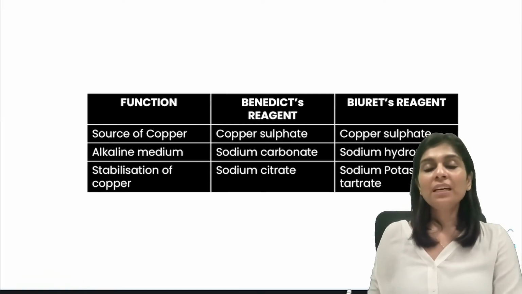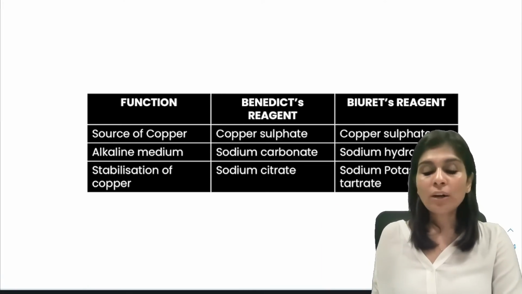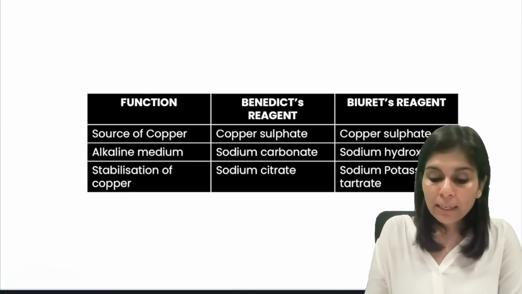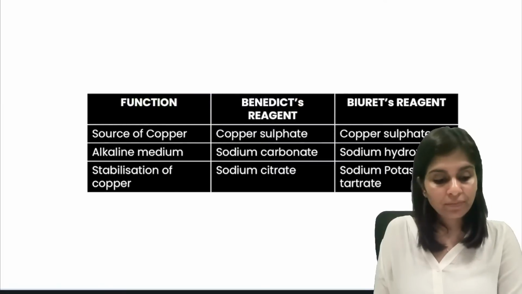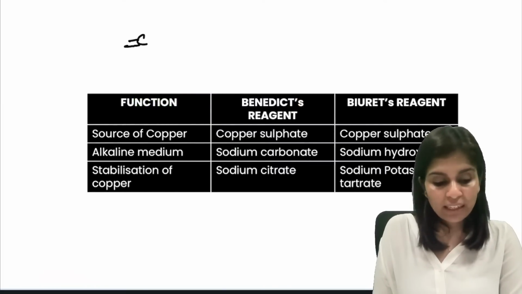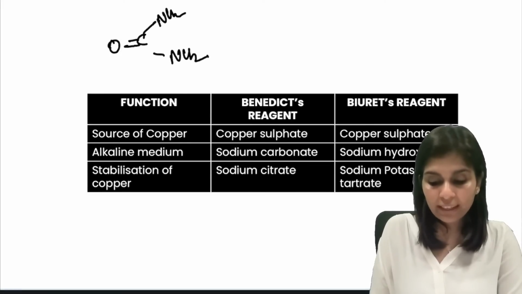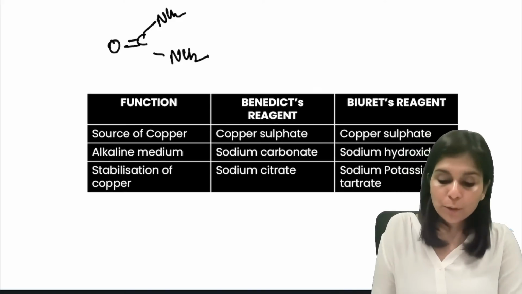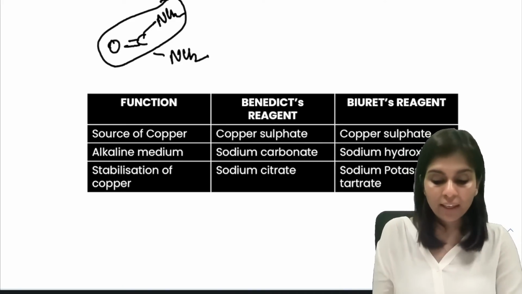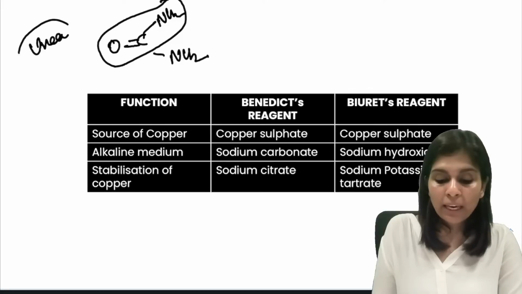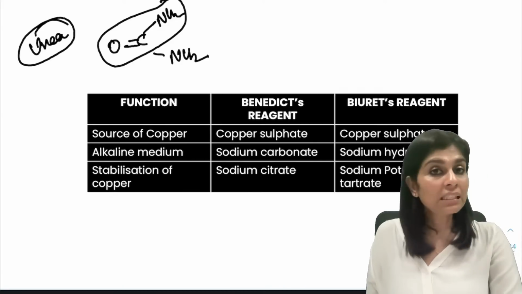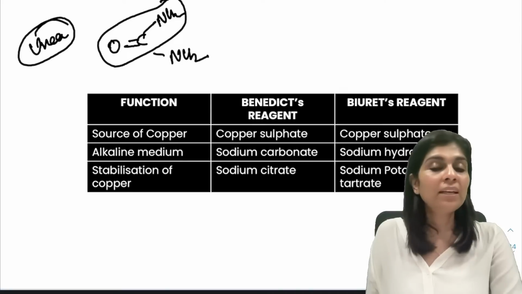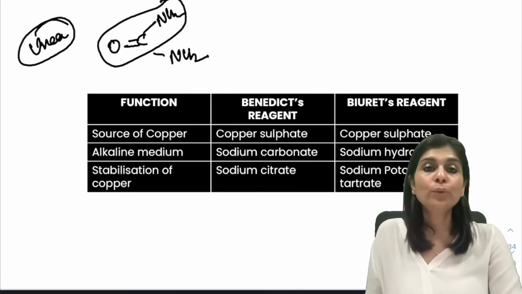And before we continue discussing it further, what about urea? Can anybody tell me the formula for urea? The formula for urea is C double bond O, NH2, NH2, which means there is only one peptide linkage. And do you think urea will be able to answer the Biuret test? No, because there is only one peptide linkage. It cannot directly answer the Biuret test.